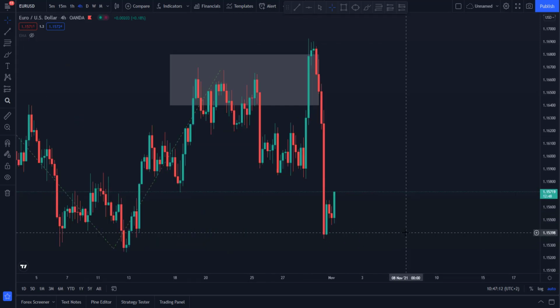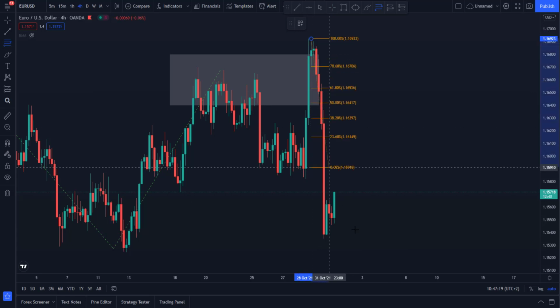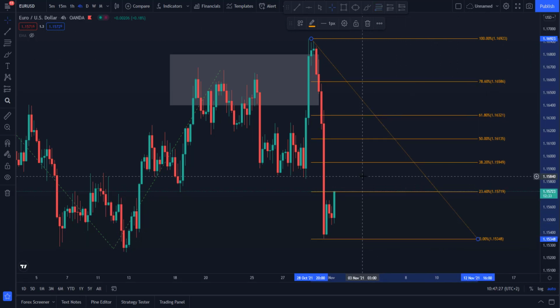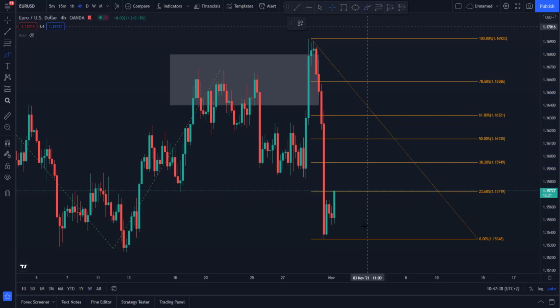Now obviously what we like to do is to use our Fibonacci, and if I drop my Fib from up there to the most recent low, what we see here is a few Fib retracement levels. So right around the 1.1590, 1.1580, that's where I expect to see price, and price is pretty much reaching that level right now.